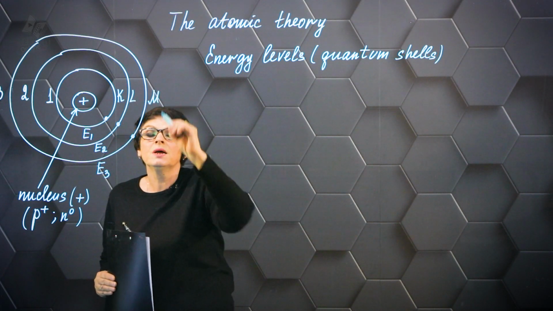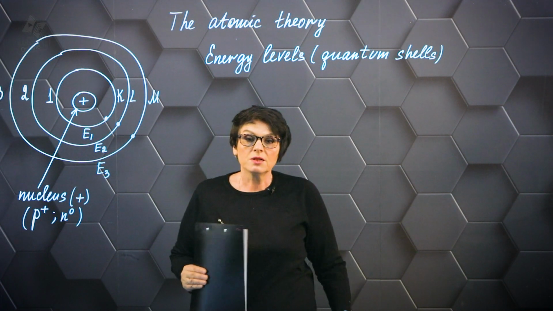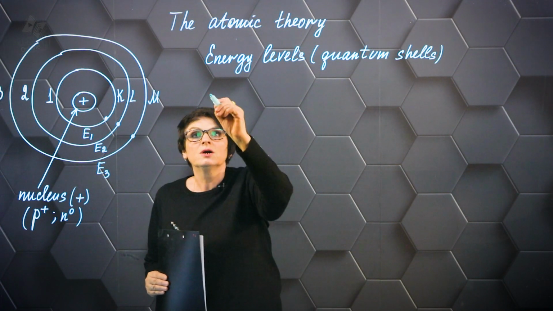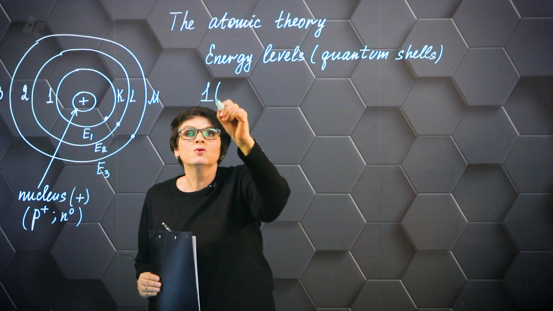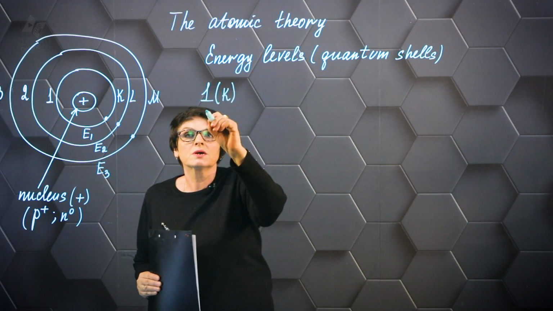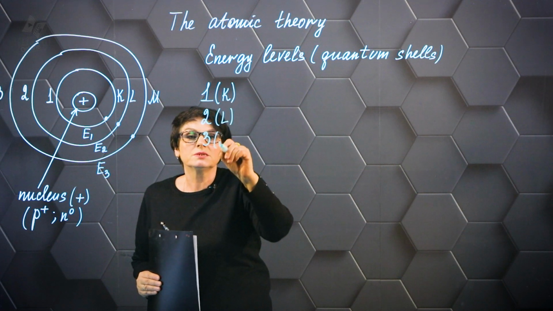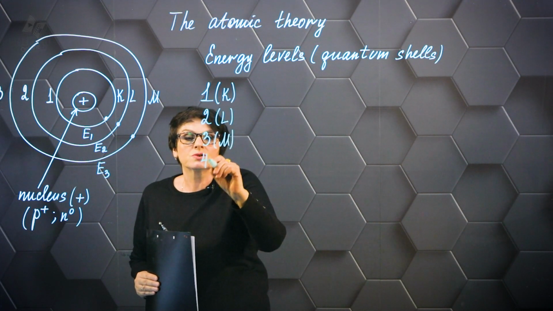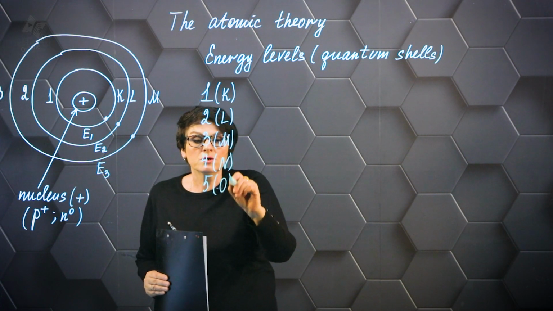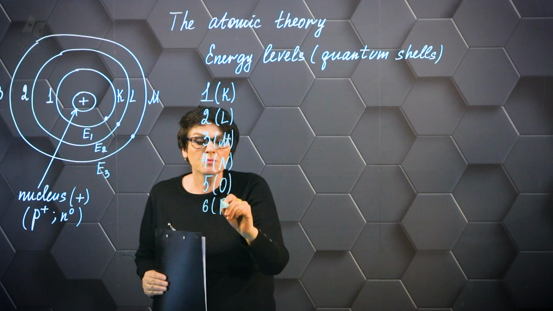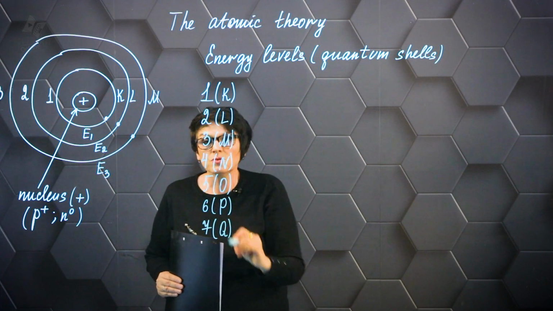That is, level 1 is labeled K, level 2 is labeled L, level 3 is labeled M. The fourth is labeled N, the fifth O, the sixth P, and the seventh is denoted by the letter Q.